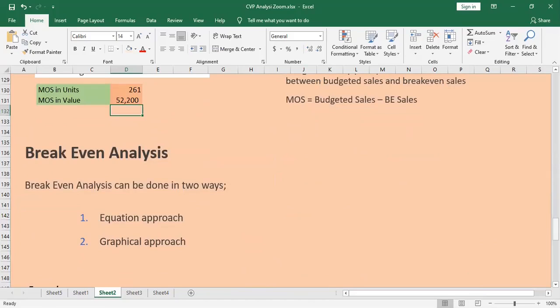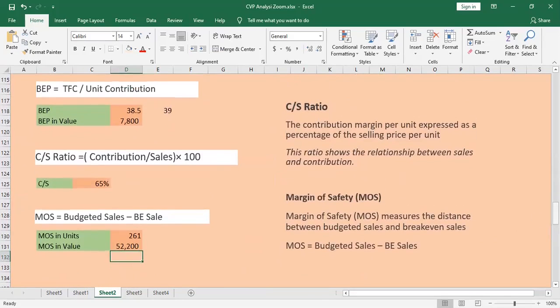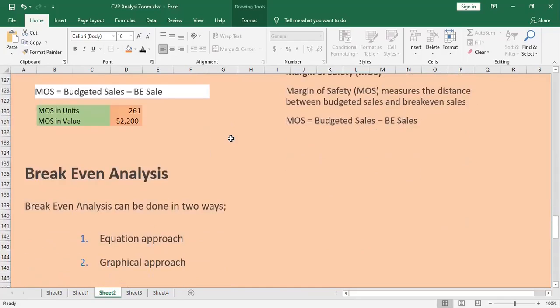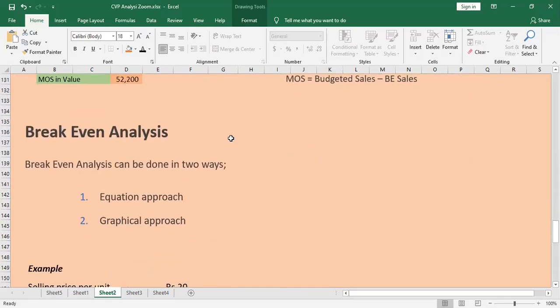Obviously, we have already done the calculation part. The equation approach we already discussed, and we can use the graphical approach also if we need. We already discussed this equation: how you calculate the margin of safety, how you calculate the CS ratio, how you do the calculation from the break-even point. This is the equation method. So let me move into the graphical approach with a new example here.